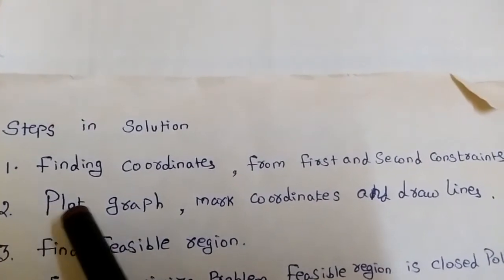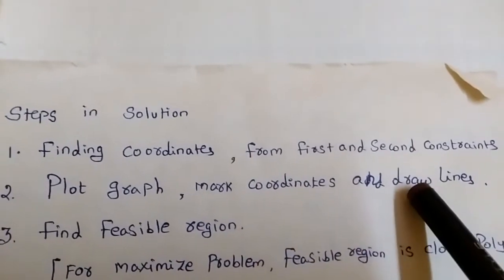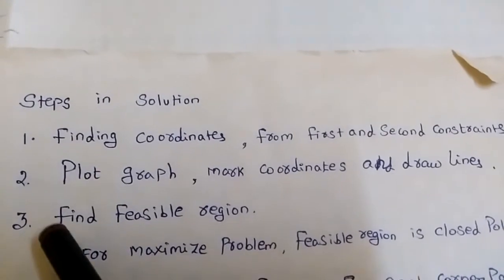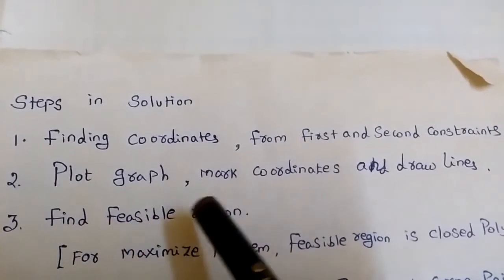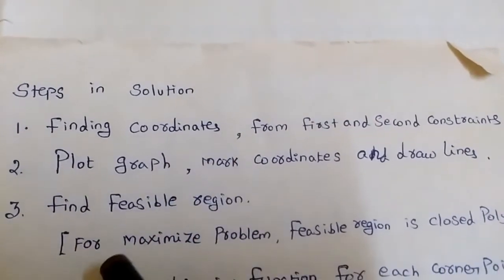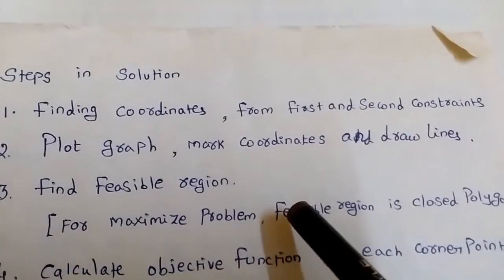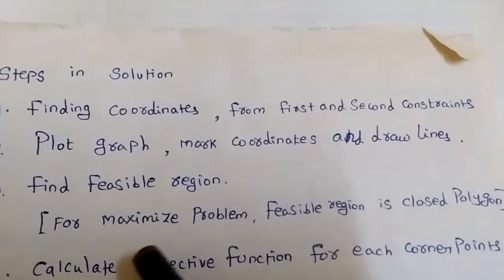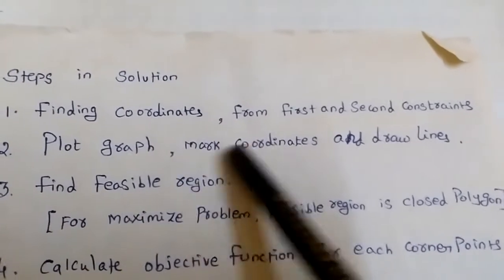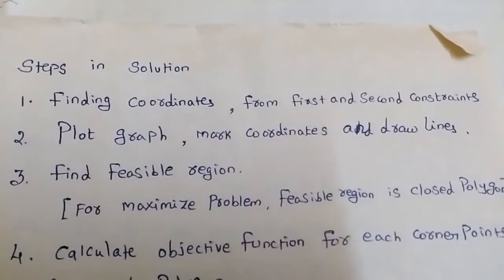Then second step is plot the graph, mark those coordinates and draw lines. What lines? That we are going to see while drawing the graph. Then third step is find the feasible region. From the graph, find the feasible region. For a maximize problem, since this problem is maximize type, the feasible region is a closed polygon. அதான் வரும். The graph நீங்கள் வரையும் போது ஒரு closed polygon கிடைக்கும். அதுதான் வந்து அந்த feasible region நம்ம எடுத்துக்கணும்.